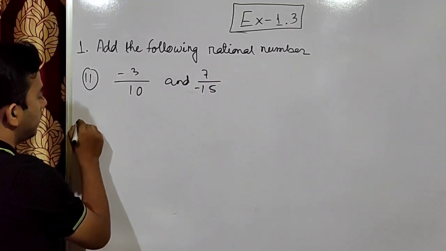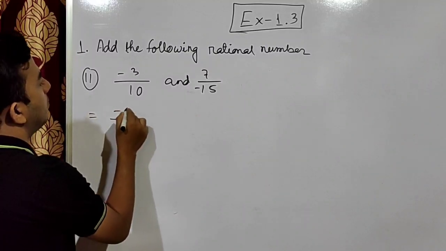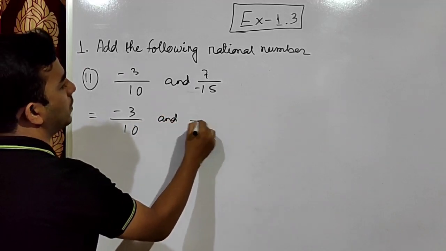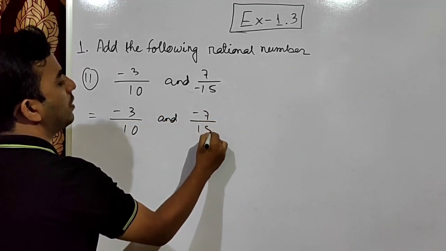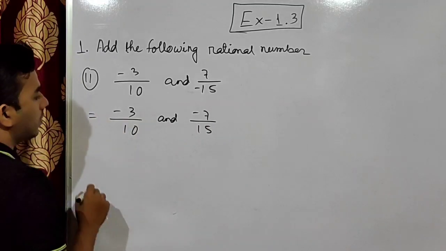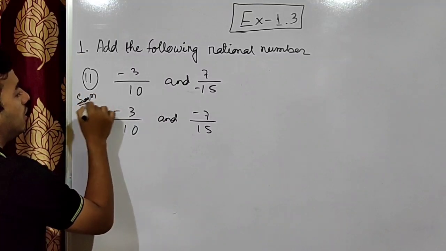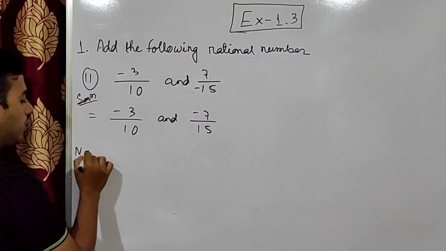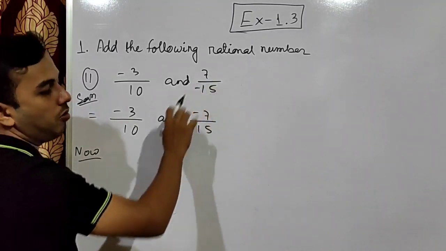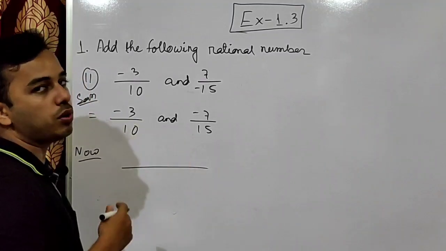So let's start, or you can write like this: minus 3 by 10 and minus 7 by 15. Clear? Okay. So you write here solution. In this case, what we have done is we have just made this denominator positive. Now we'll go with our usual method.